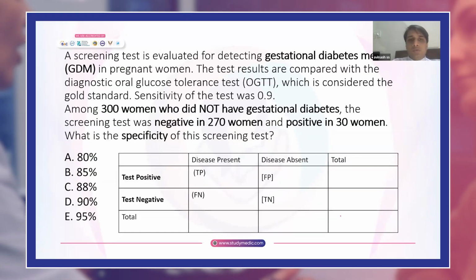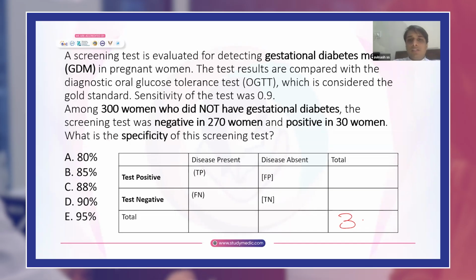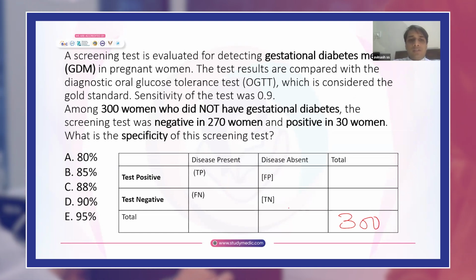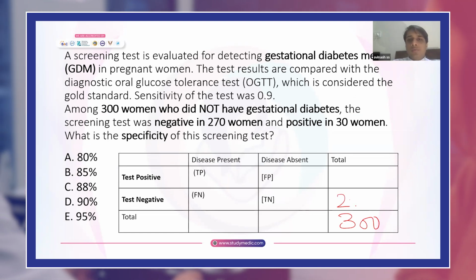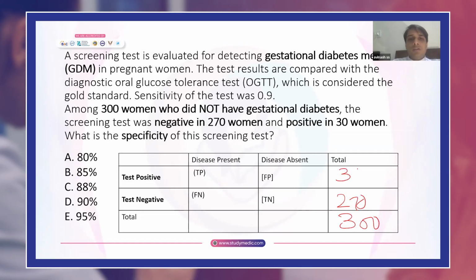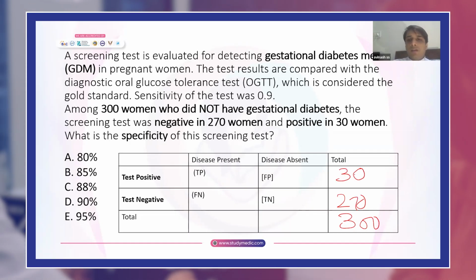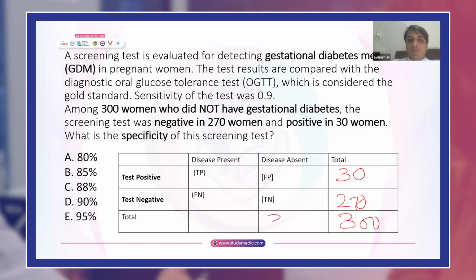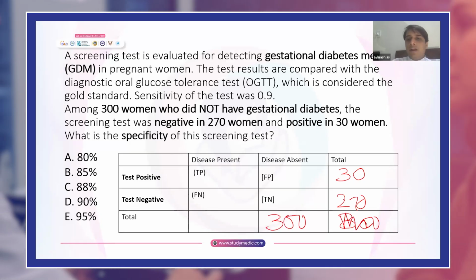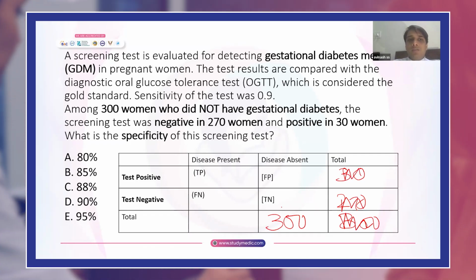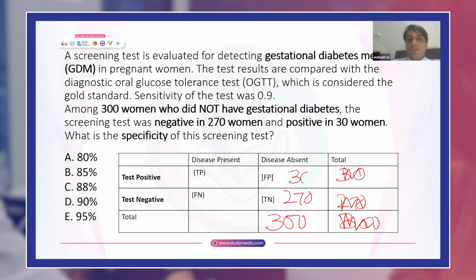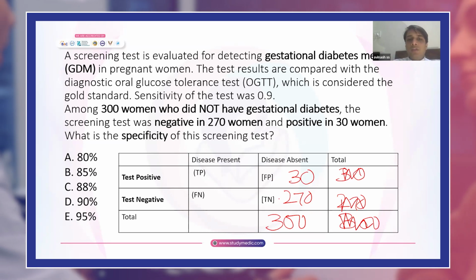Now, similarly, among the 300 women who did not have gestational diabetes, the screening test was negative in 270 women and positive in 30 women. So we are not filling it here. They have not given the total data. They have just given 300 who do not have the disease, and 270 women tested negative and 30 women tested positive. So they have already given the false positive and true negative values here.